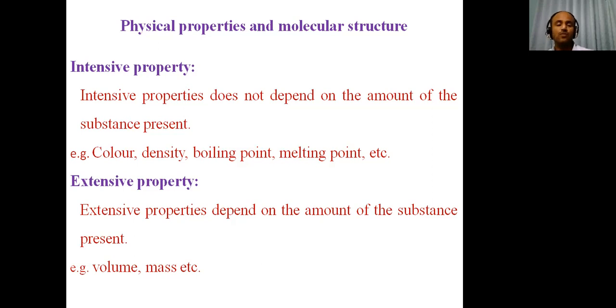What is meant by extensive property? Extensive property depends on the amount of substance present in the system. As the amount changes, the magnitude of this property also changes. Consider the example of volume and mass. As the amount increases, volume increases and mass increases. So mass and volume are important extensive properties whose magnitude changes as the amount changes.